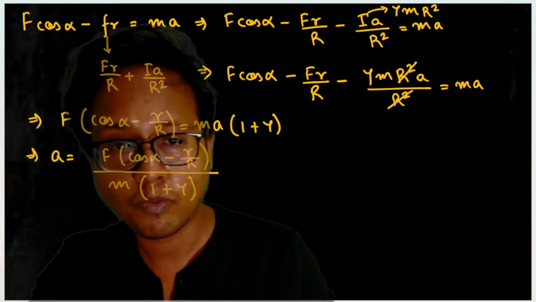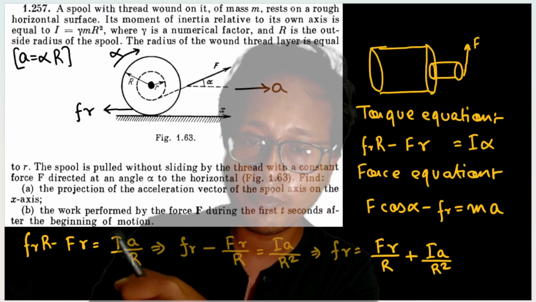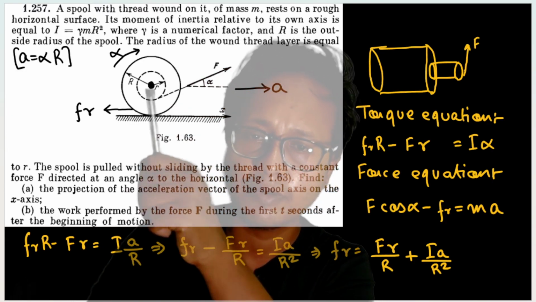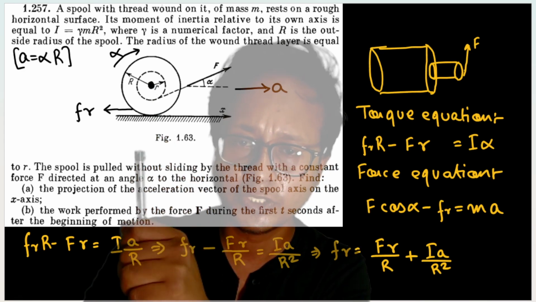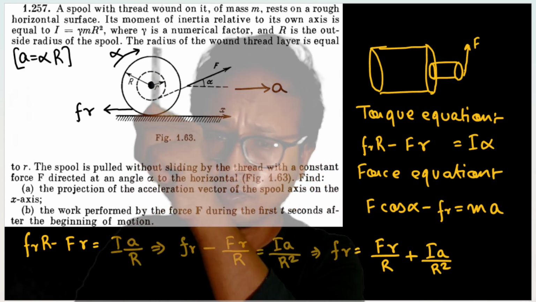Then fine. Now once we found out the value of acceleration, the second part of the question is asking the work performed by force F during the first t seconds. If you see this diagram, what are the total forces acting out here? Mg and normal. Work done by mg force is 0, because displacement is in this direction. Normal force is also 0.